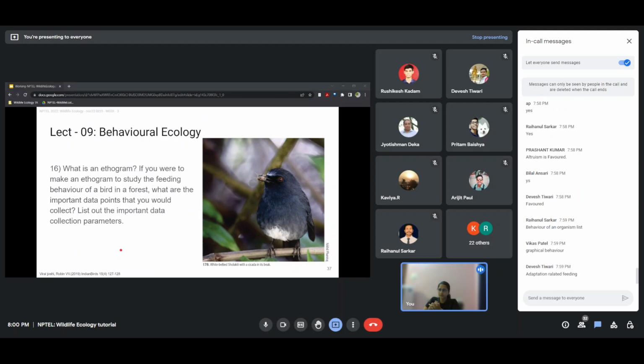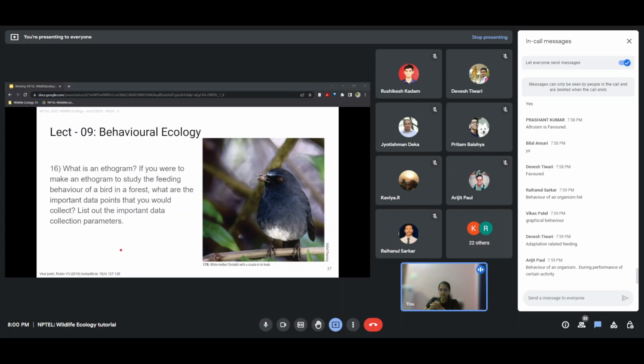Graphical behavior, behavior and organism list, sure. Adaptation related feeding, behavior and organism during performance of certain activity. Yes, I think that is the closest to what an ethogram is.